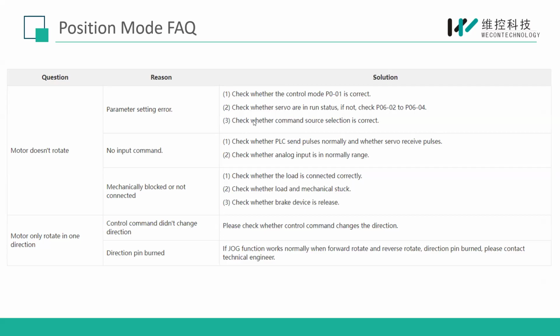And then last, we need to check the command source, because our driver supports two command sources, host commands and internal commands. If you set it as the internal command source, then your PLC pulse setting will not be able to control the motor to rotate. And if the parameter setting is normal, then we need to check the PLC side to check the input commands. First, we need to check that the PLC's pulse setting is normal and the servo is receiving the pulse normally. For how to check, for example, when the PLC is sending pulses, the output's Y terminal should be flashing.